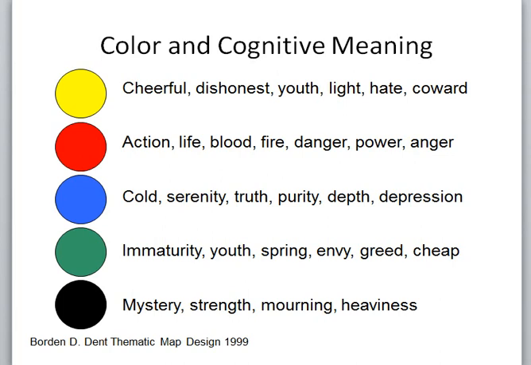So basically that, yellow is the, yellow-bellied, coward, dishonest, youthful. Red is action, cold, blue. Oceans are blue, water's blue. That can mean purity or serenity. It can also mean depression. Green for things in nature, immaturity, and black is probably the most powerful color you can put on a map. It can be mystery, heaviness, mourning. All of those tend to work together. They can have a positive or a negative impact on your map.